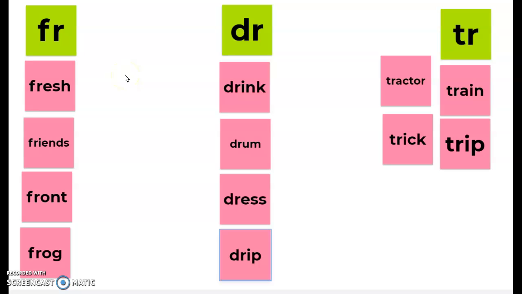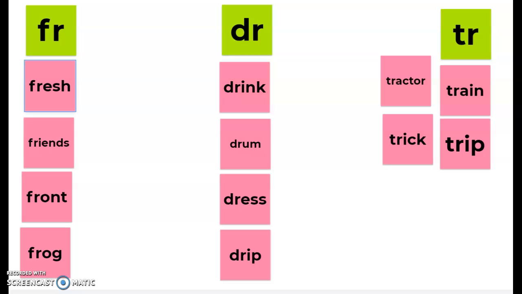Consonant clusters are groups of 2 or 3 consonants in a word. In all of these words, they are in the beginning. Remember also, when you read these words, you can usually hear each letter. F, R, E, sh, fresh. You can hear the F and the R in the sounds they make very clearly.